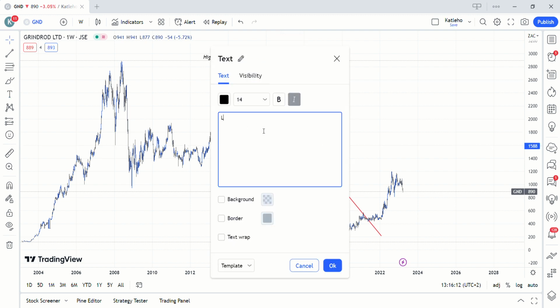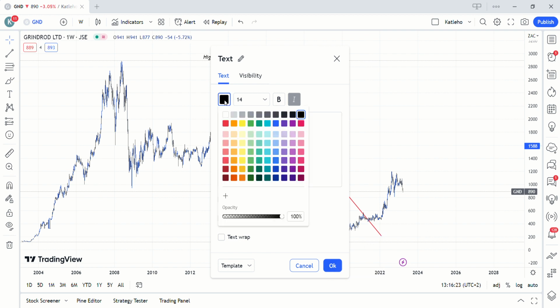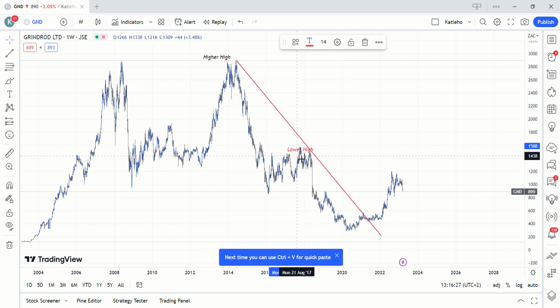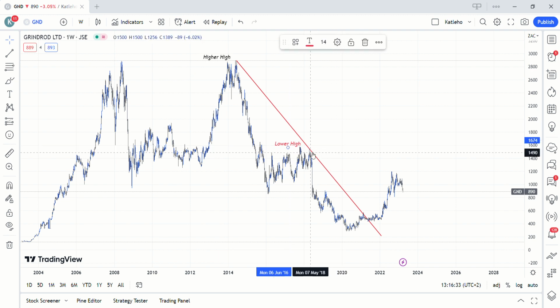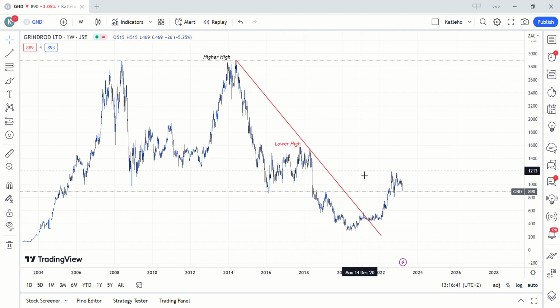which is our lower high. So we have our lower high here at this point. So we are connecting our higher high with our lower low to determine the trend.